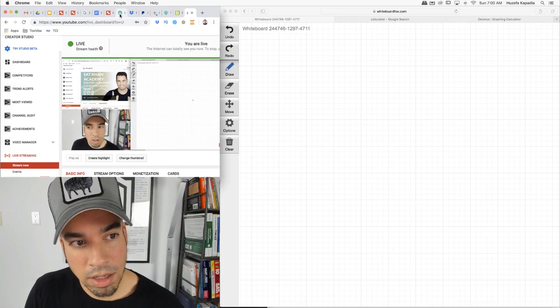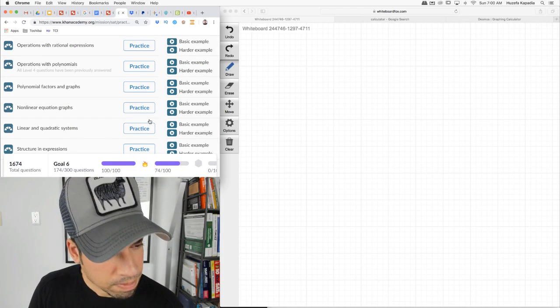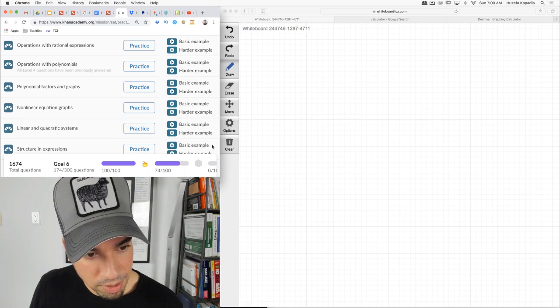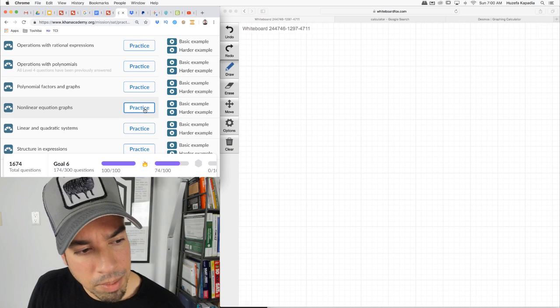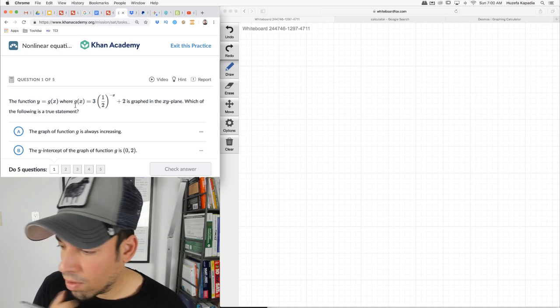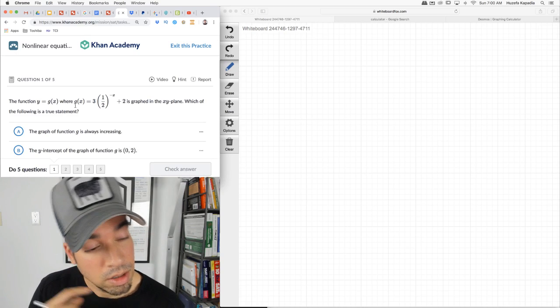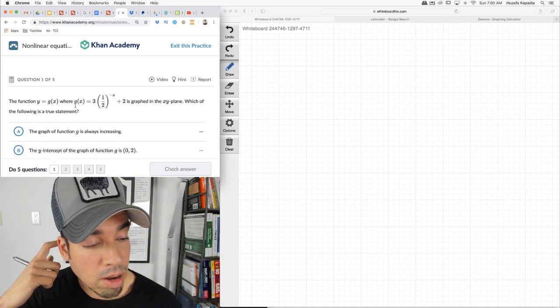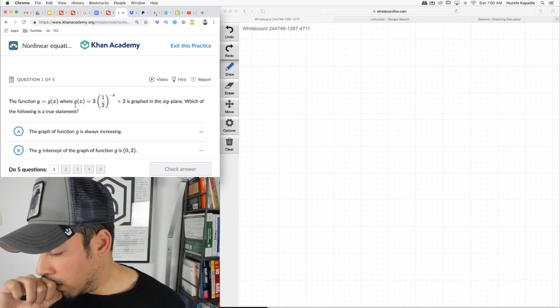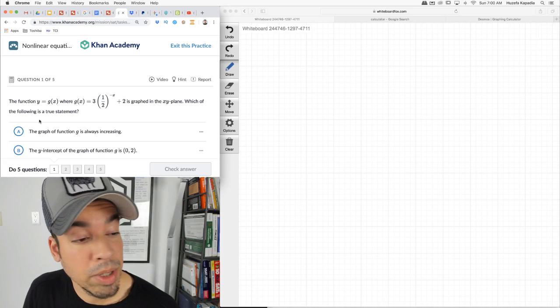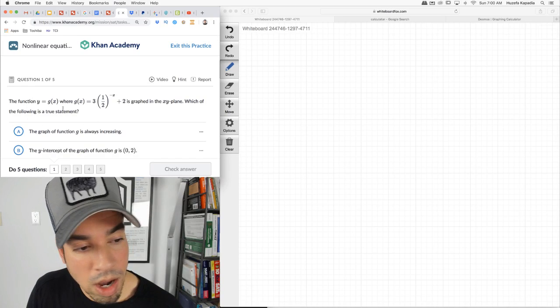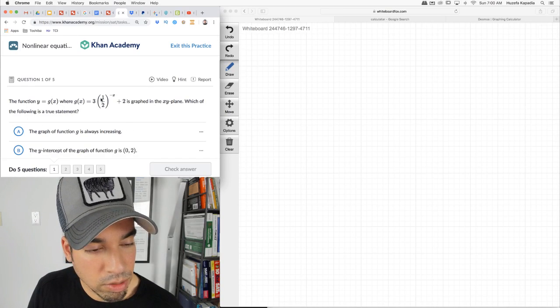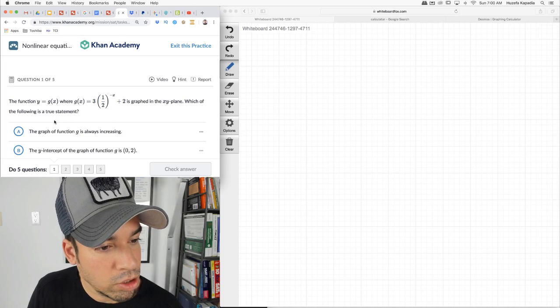Let's get into it. Today we are working on nonlinear equation graphs, level 3. And actually, I'm noticing that I think these have all been level 4, to be honest. I think it just set me at level 4, and we're doing the hardest problems. But either way, here we go. The function y equals g of x, where g of x equals this, graph in the xy plane, which is a true statement.